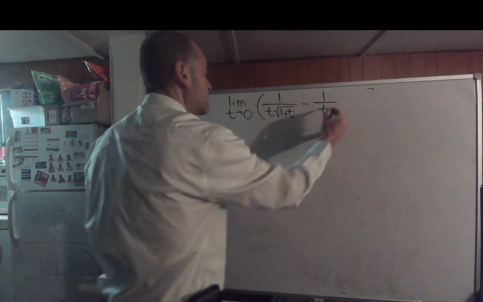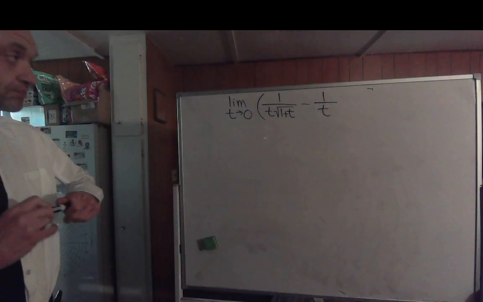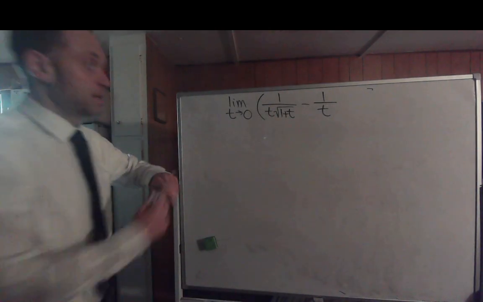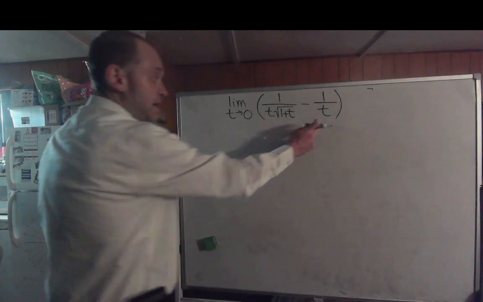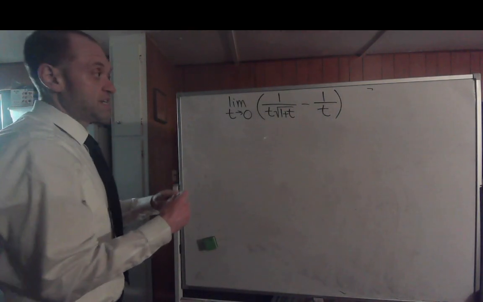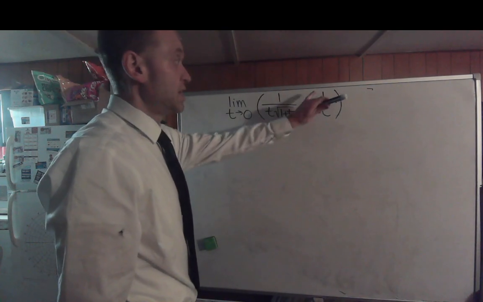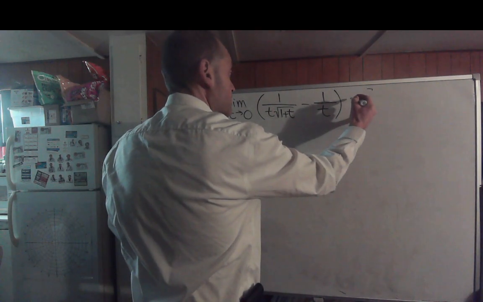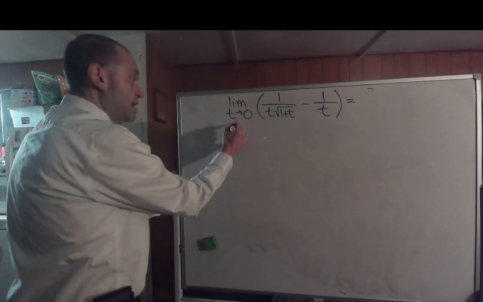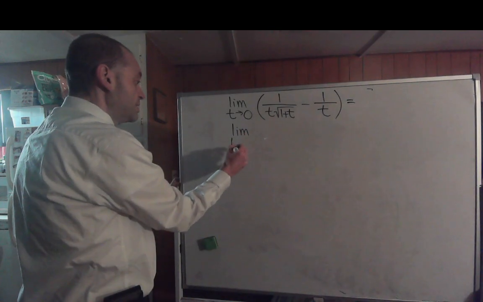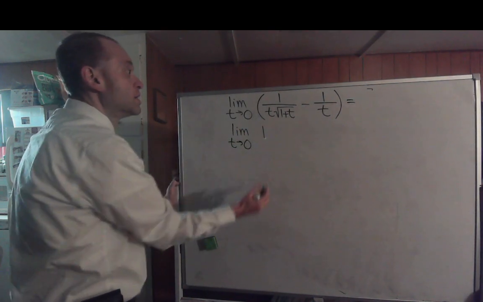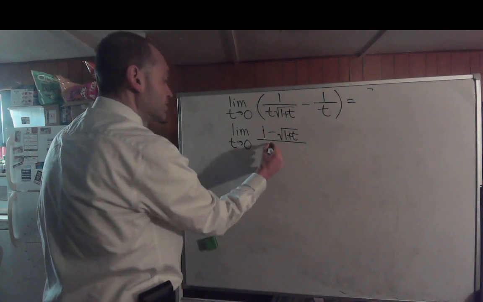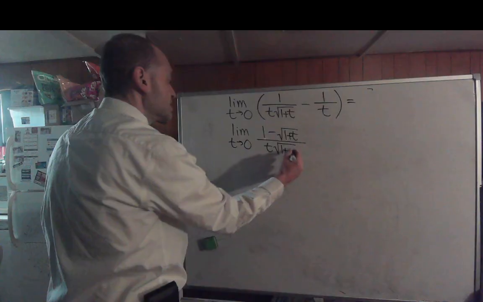Alright, well, here's the thing. We can't do direct substitution again because you would have two denominators with 0. But we see we can get a common denominator if we multiply the second term by that square root of 1 plus t. So why don't we go ahead and do that? So let's get our common denominator. So we'll have the limit as t approaches 0 of 1 minus the square root of 1 plus t all over t times the square root of 1 plus t.